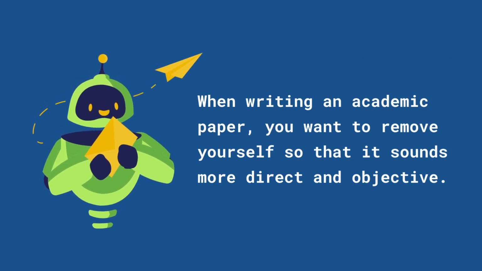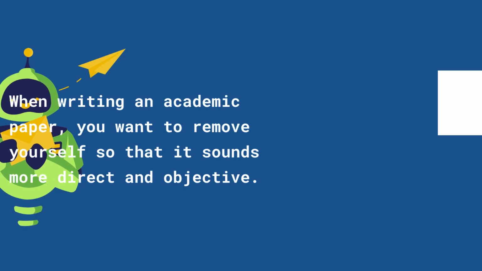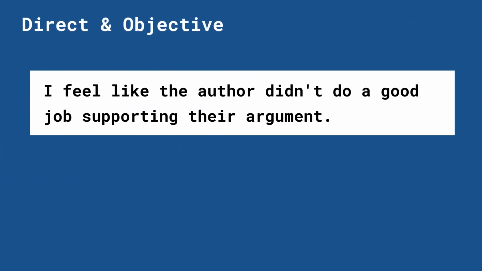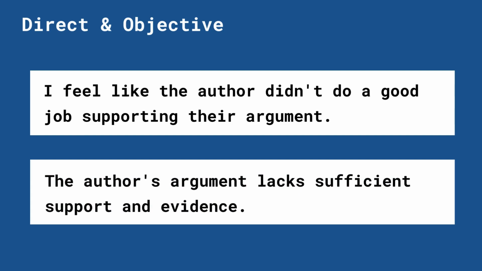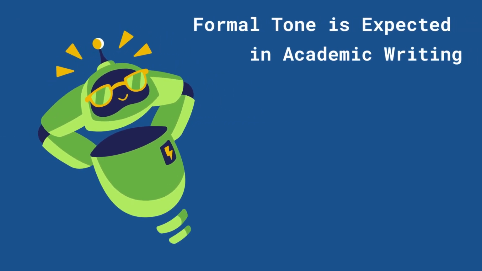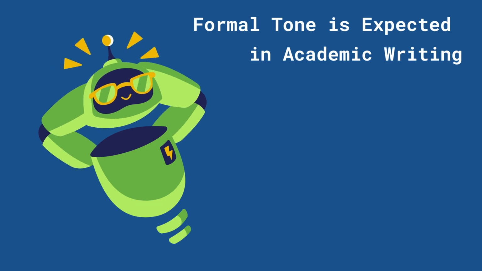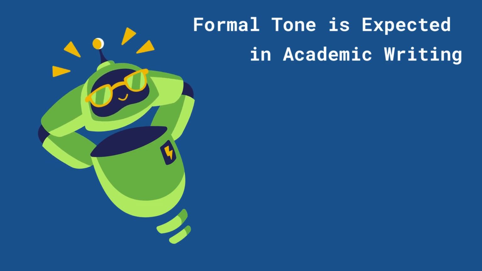When writing an academic paper, you want to remove yourself so that it sounds more direct and objective. Here's an example. "I feel like the author didn't do a good job supporting their argument." "The author's argument lacks sufficient support and evidence." "I feel like" is vague and doesn't sound professional. You need to sound more formal in academic writing. It is about the ideas and facts, so it's okay if it sounds a little stiff because it's more about clarity and credibility than your personality.